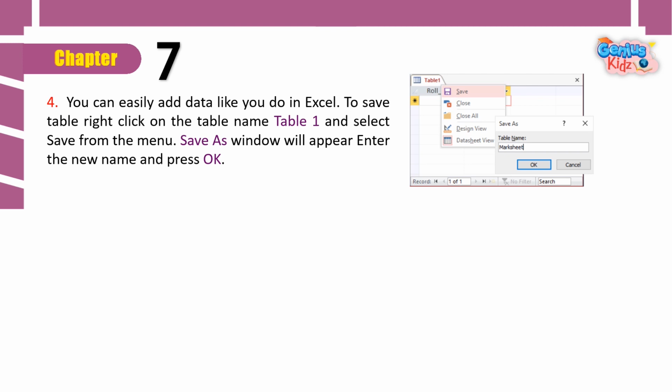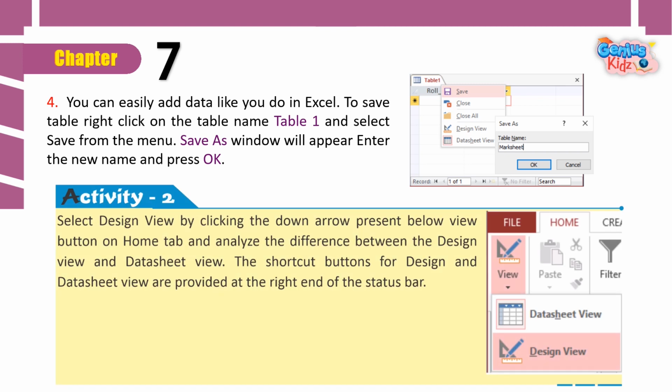To save table, right-click on the table name Table 1 and select Save from the menu. Save As window will appear. Enter the new name and press OK. Activity 2. Select Design View by clicking the down arrow present below View button on Home tab and analyze the difference between the Design View and Datasheet View. The shortcut buttons for Design and Datasheet View are provided at the right end of the status bar.